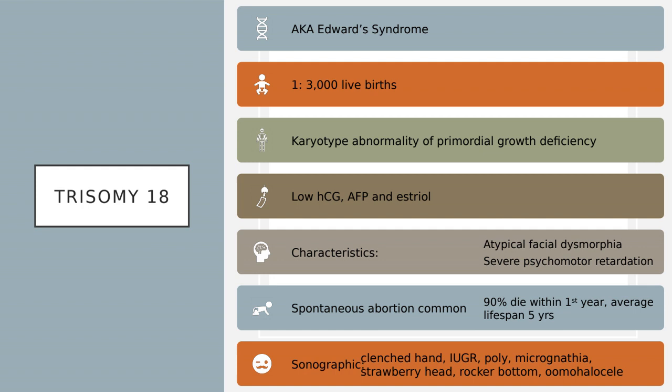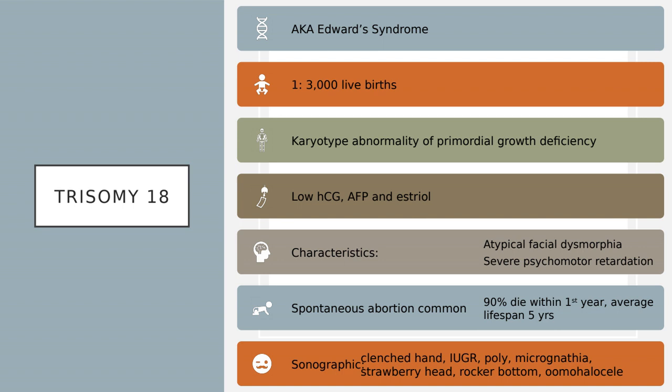Characteristics of these, again, atypical facies, so facial dysmorphia. We're going to see these babies have severe psychomotor retardation. Like we said, spontaneous abortion is very common in utero, and if they do make it to term, 90% of them will not make it past their first birthday. On ultrasound, these babies are going to have clenched hands, so when you are doing your OB rotation, the sites want to see the palms open, and that's going to indicate that the baby can do that motion.